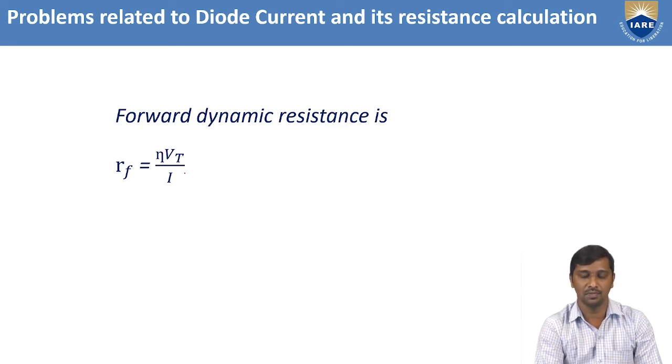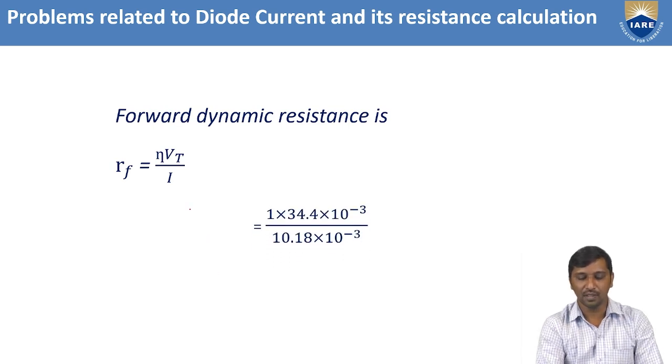So Vt we observed, I also we observed, and eta is a constant value. Now we need to substitute these three parameters to find this dynamic forward resistance. We know that eta is 1. Why? Because in the problem we mentioned that the type of the diode is germanium. Hence I consider the eta value as 1.